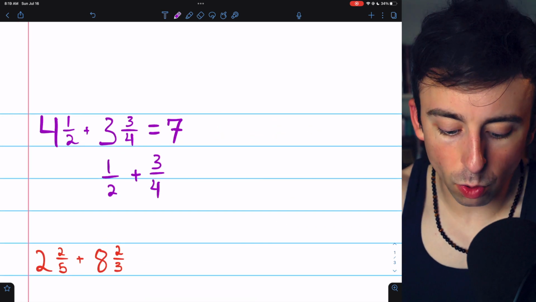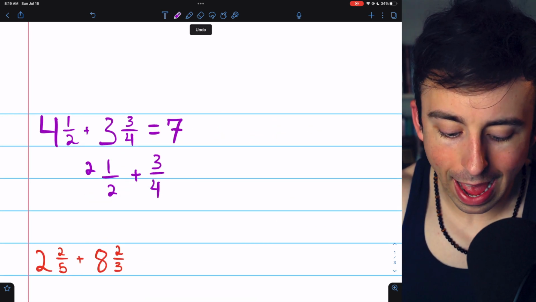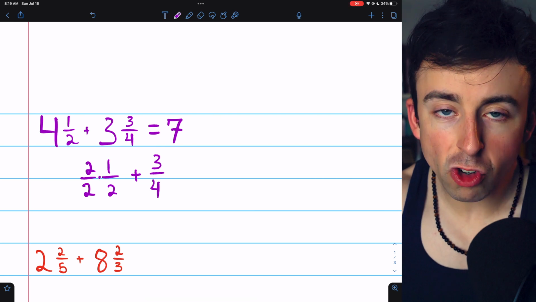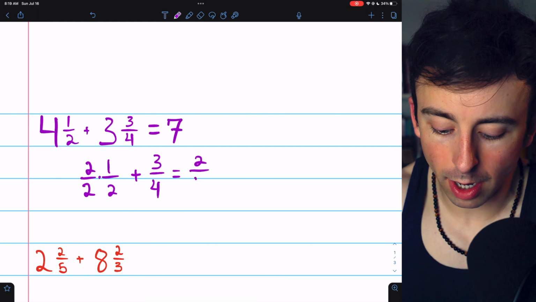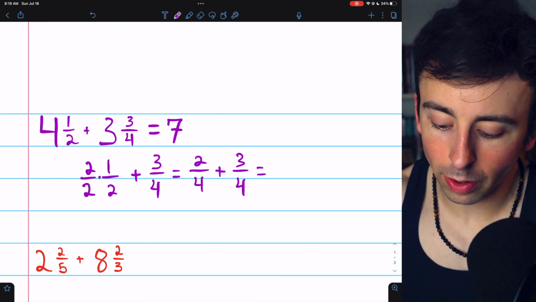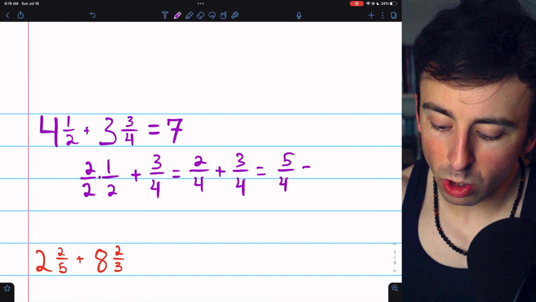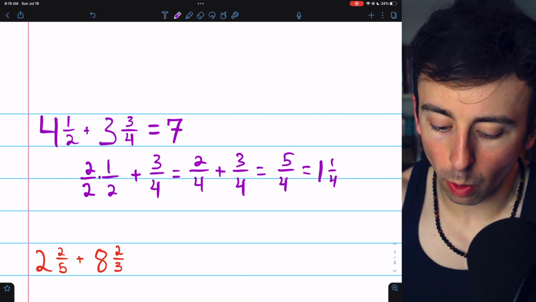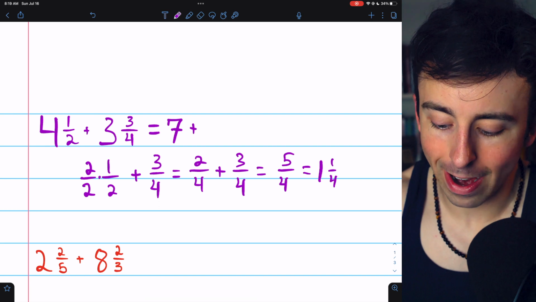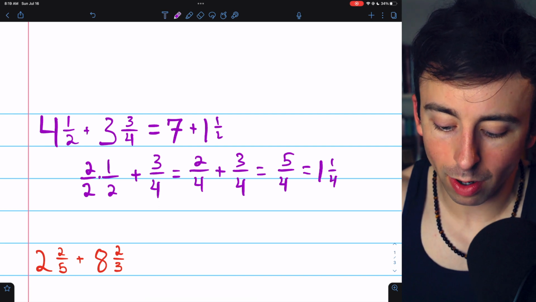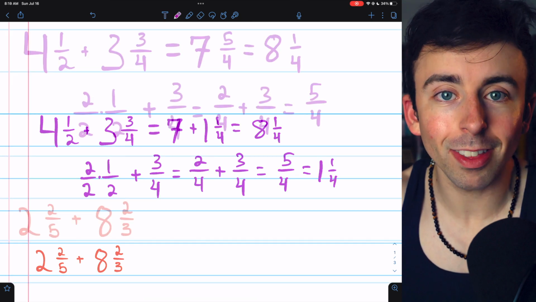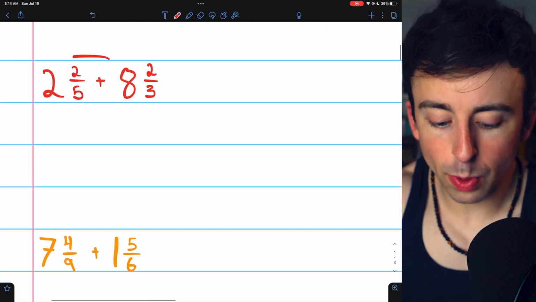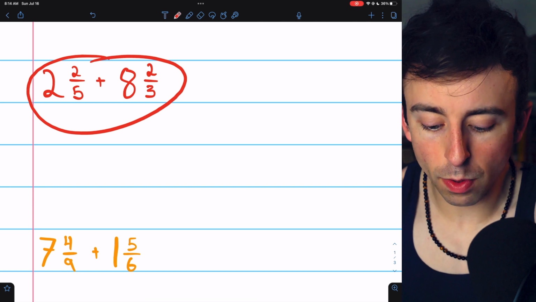The better method would be to notice that if we multiply 1/2 by 2 over 2, just doing this will make the denominators match. The fraction on the left will become 2 over 4, and the fraction on the right is 3 over 4. This, of course, adds to 5 over 4, which is 1 whole with 1/4 left over. So, for our answer, we just need to add 1 1/4 to 7, which gives us our final answer of 8 1/4. Let's try the next example, 2 2/5 plus 8 2/3.